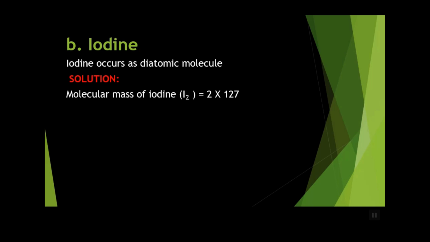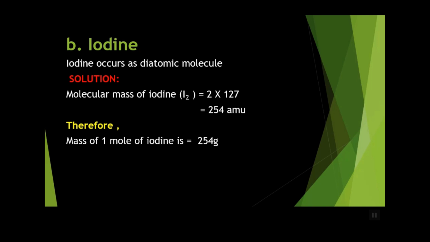Understood? Iodine. Iodine occurs as diatomic molecules. Students, iodine is also a non-metal like nitrogen, and it also occurs as diatomic molecules. So we take the molar mass of iodine molecule, not the iodine atom. So solution, molecular mass of iodine is 2 into 127. 127 is the atomic mass of iodine. Therefore, finally we get 254 AMU molecular mass of iodine. So, mass of 1 mole of iodine is 254 gram.